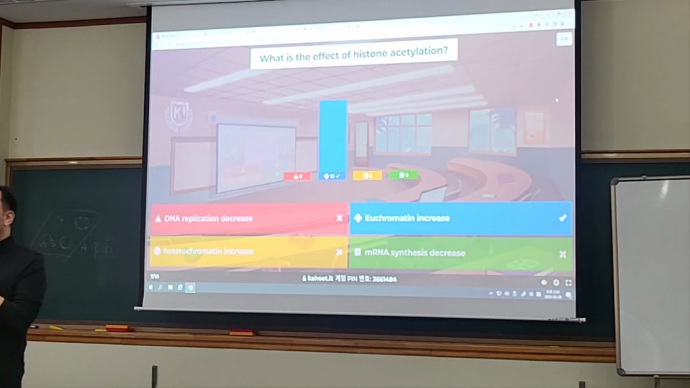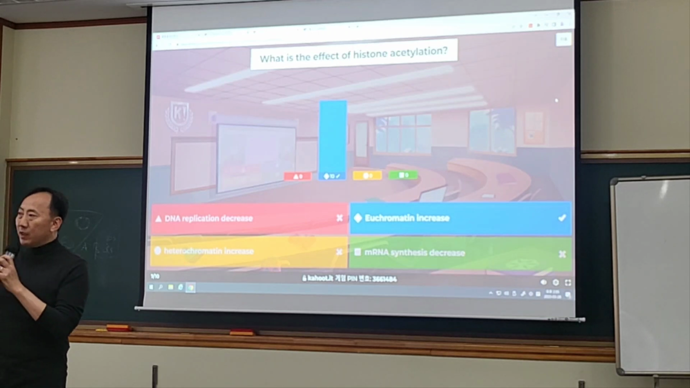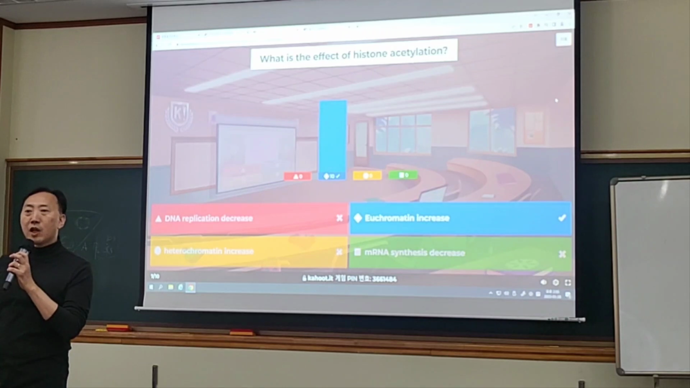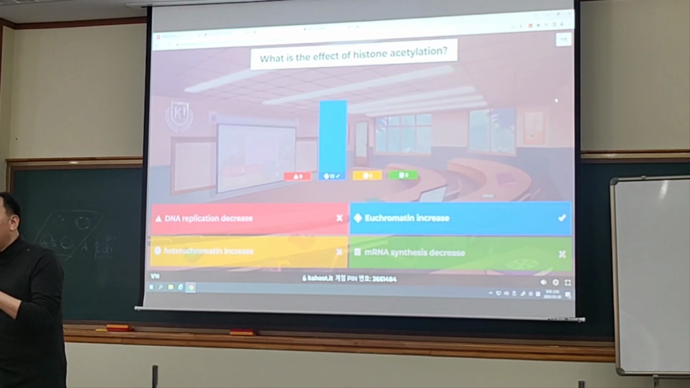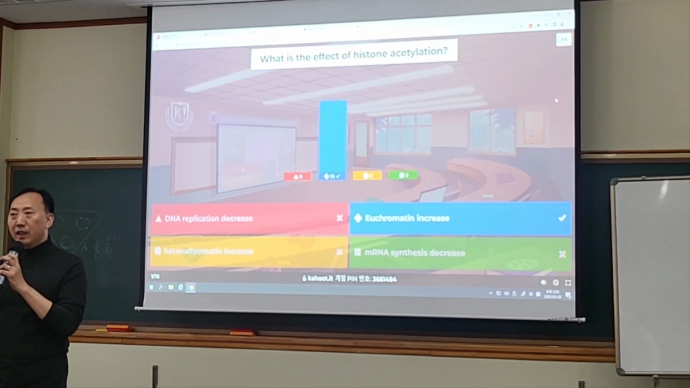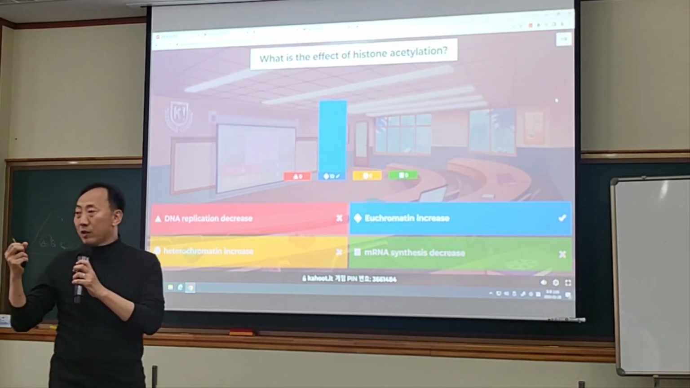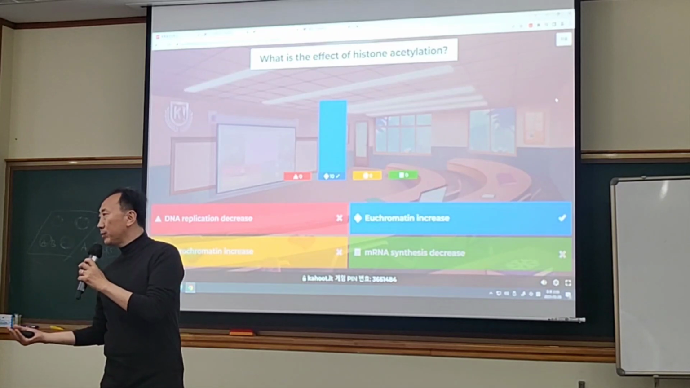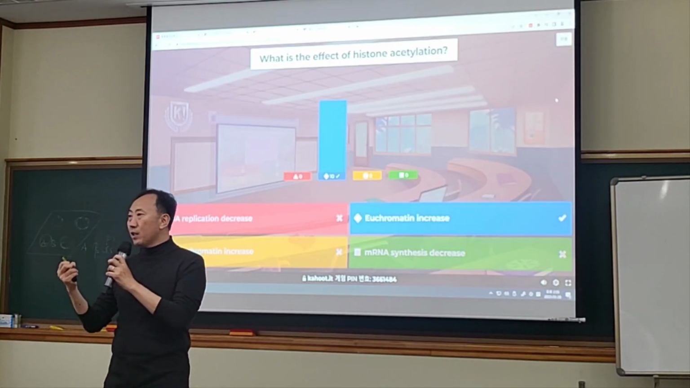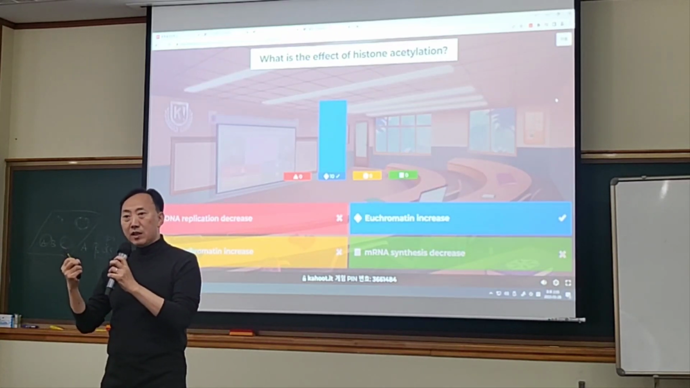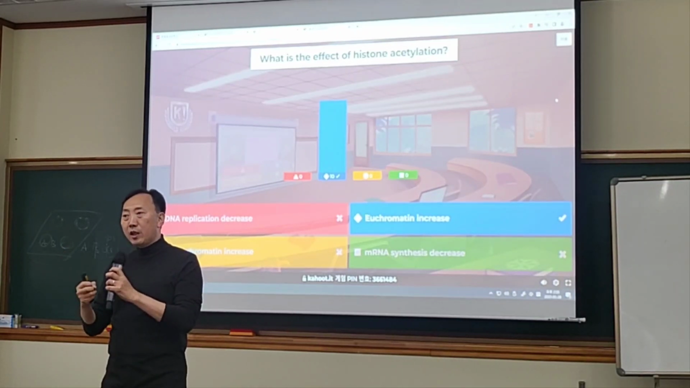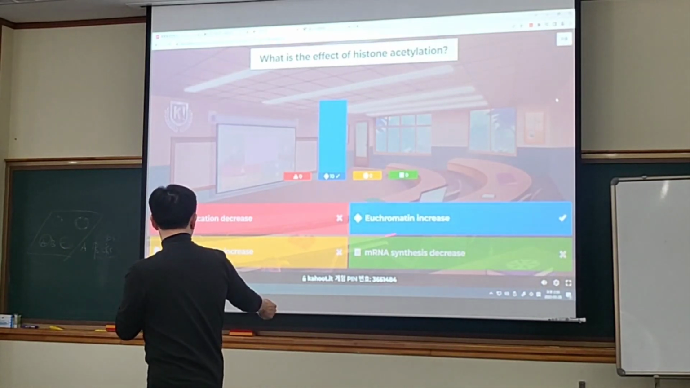So if histone is acetylated, acetyl blocks the positive position, blocks the amine site. Then positive charge decreases. Then does DNA-histone binding increase or decrease? More positive, more negative, they bind strongly, right? Positive charge is decreased by adding an acetyl group. Then the interaction of histone to DNA decreases, becomes loose. It loosens, then it forms more euchromatin.